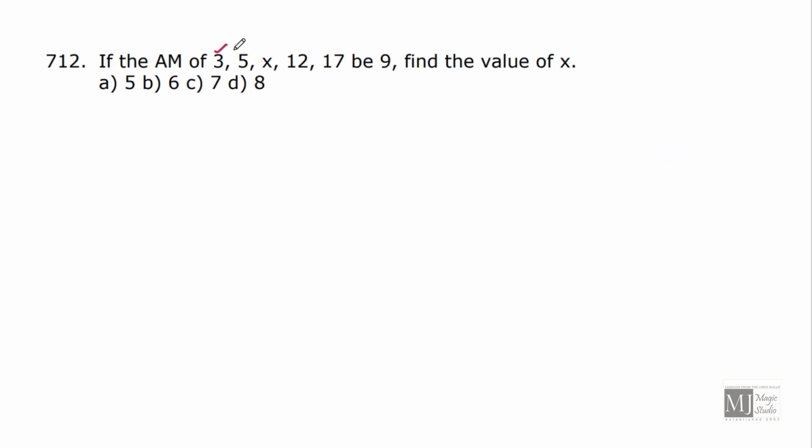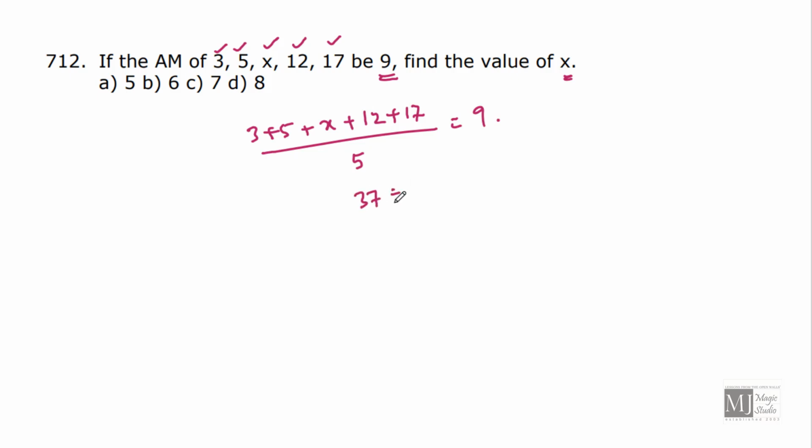If the AM of 3, 5, x, 12, 17 is 9, find the value of x. We just need the sum of these 5 numbers divided by 5 should be equal to 9, isn't it? 8, 17, 25, 35, 37. 37 plus x is 9 into 5, which is 45. x is 45 minus 37, that is 8.